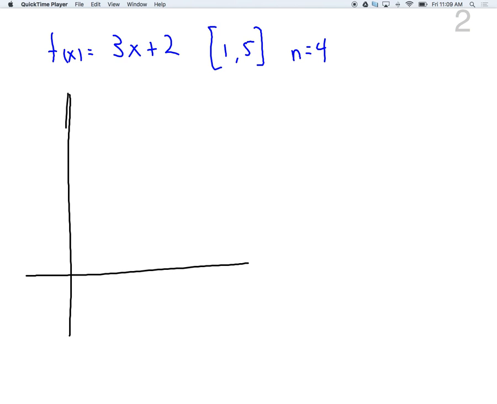What's that look like? What's delta x? 1. Why? 5 minus 1 over 4. Good. Delta x is equal to 5 minus 1 over 4 trapezoids, which would give us uno. Again, keeping it easy.